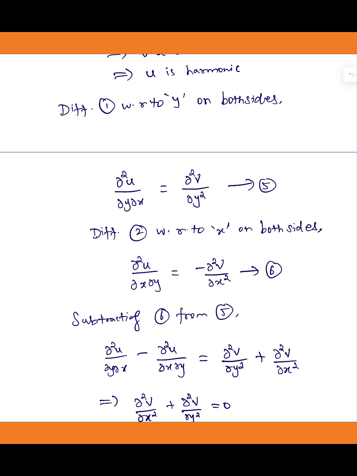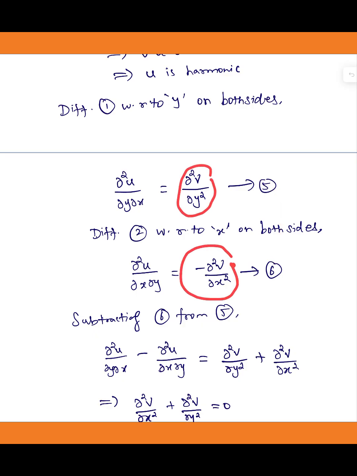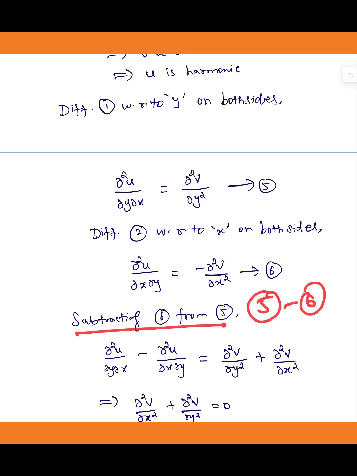We need to prove that ∂²v/∂x² plus ∂²v/∂y² equal to 0. But here you have minus ∂²v/∂x² and ∂²v/∂y². So you just subtract equation 6 from 5. When you do that, minus minus becomes plus. So we are going to use 5 minus 6. That's what I've done here.